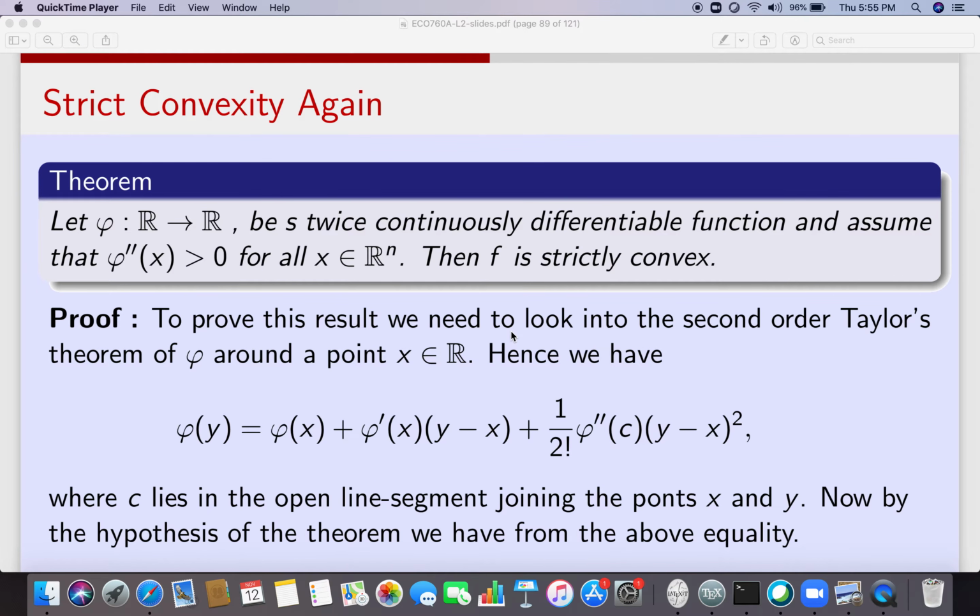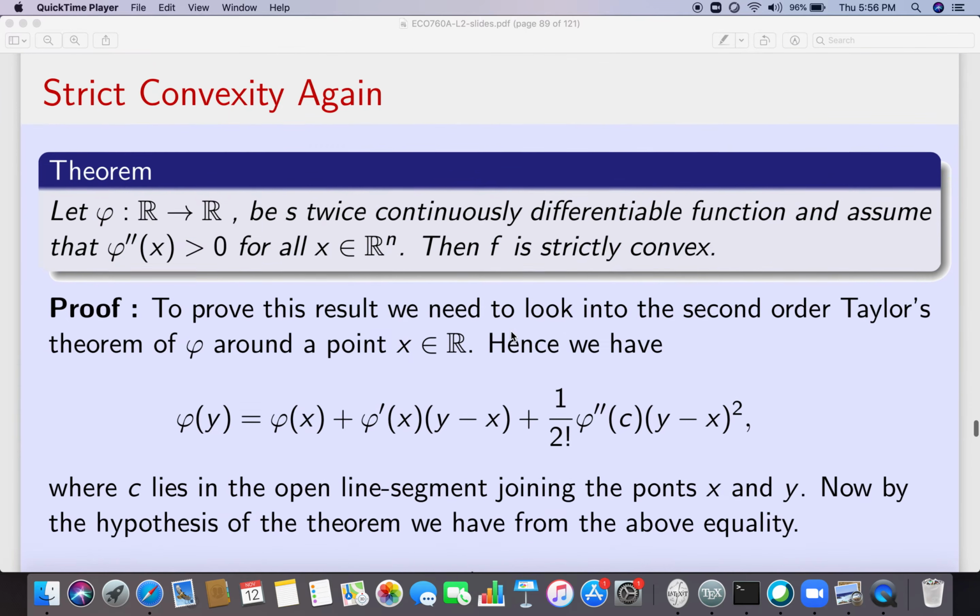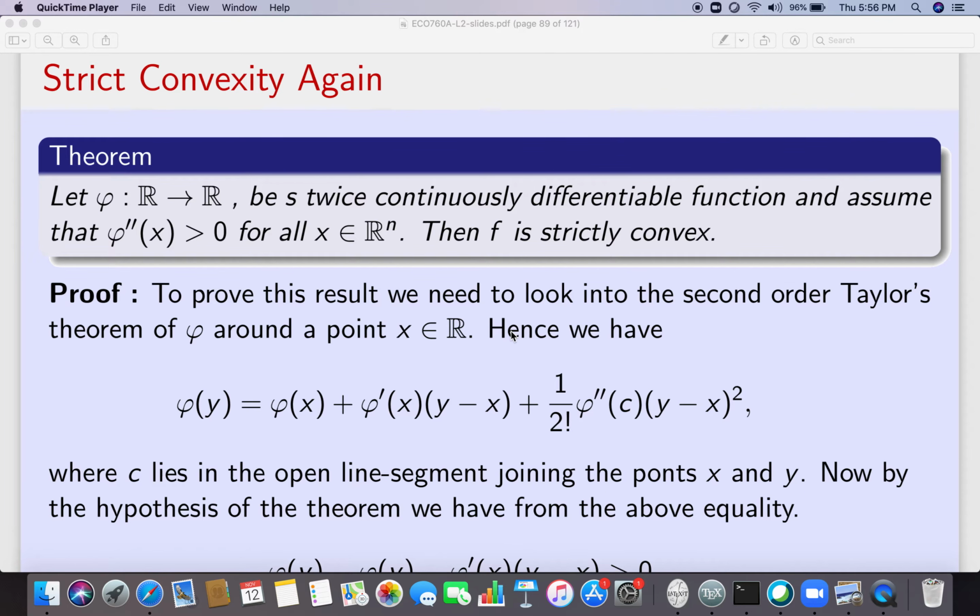So let us see how strict convexity, which is the important concept as you would have understood from the point of view of economists, is linked to second derivatives. If a function is twice differentiable, how can we know whether it is just convex or it has the additional property of strict convexity? This is a very important result, and that's what we are now going to discuss.